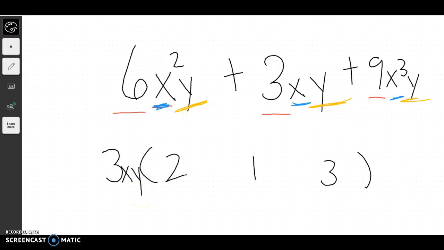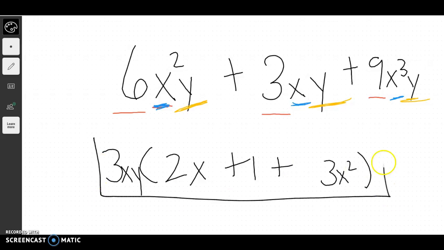If I take an x out of that one, I would just be left with 1x, and if I take a y out, I'd be left with no y's. If I take an x out of here, I'd be left with none. If I take a y out, I'd be left with none. If I take an x out of here, I'd be left with 2, and if I take a y out, I'd be left with none. That would be my final answer.